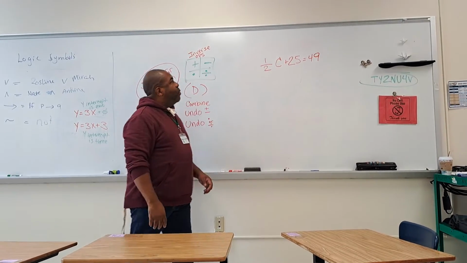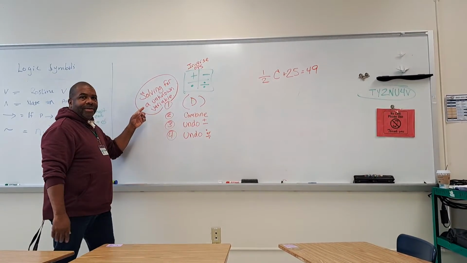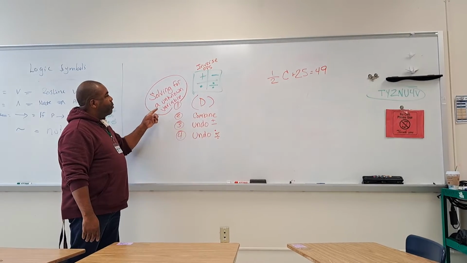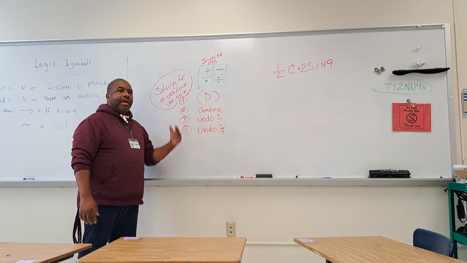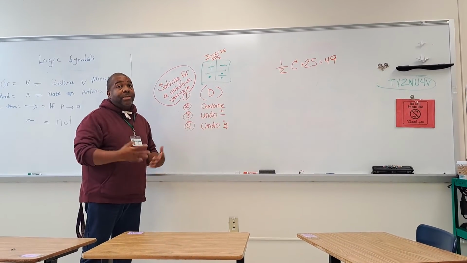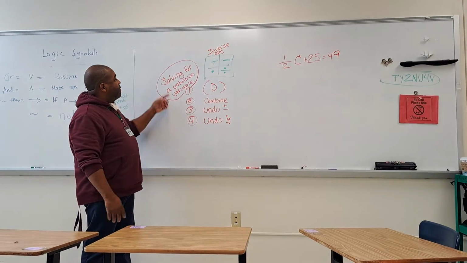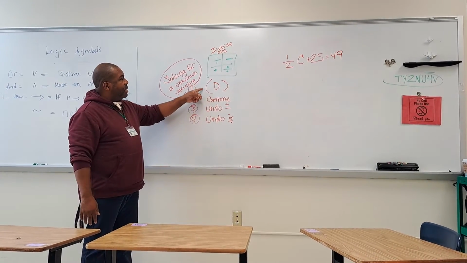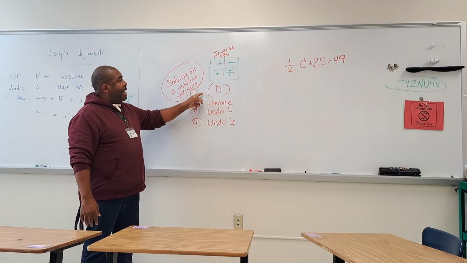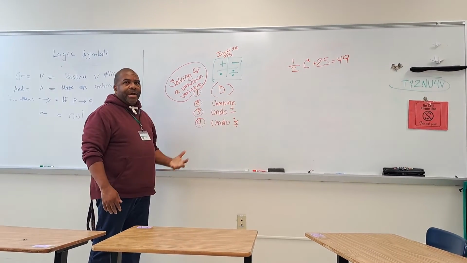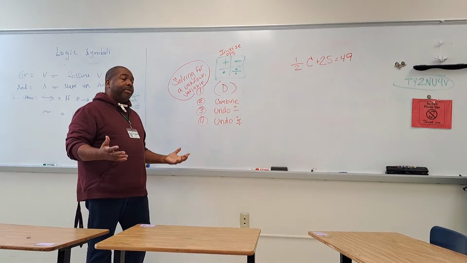So when we're solving for an unknown variable, remember the variable can be D, it can be F, it can be Z, most times it's X. We're going to follow these 4 steps. We're going to distribute, and I put parentheses around the D to remind you that if you see parentheses, you're going to have to distribute.